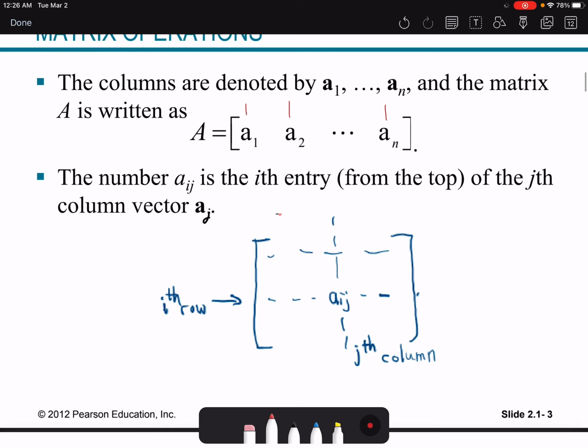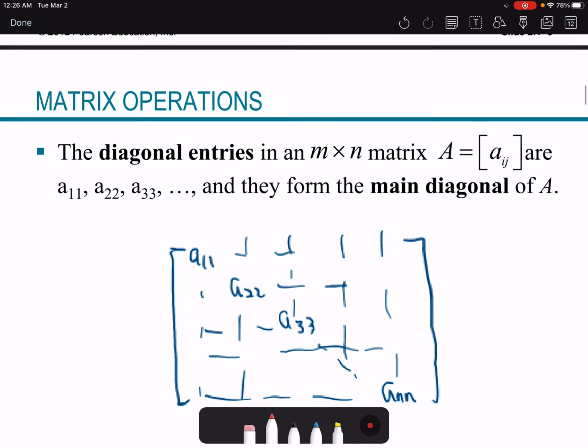And the number Aij is the ith entry from the top of the jth column, the vector Aj. So again, this is the jth column in the ith row.